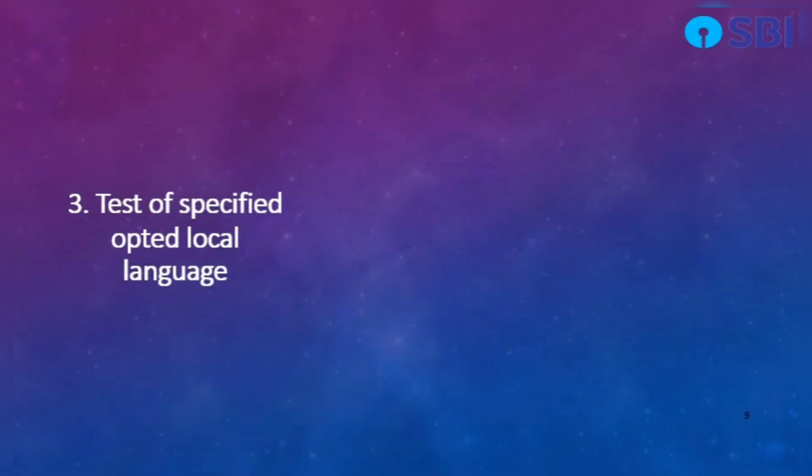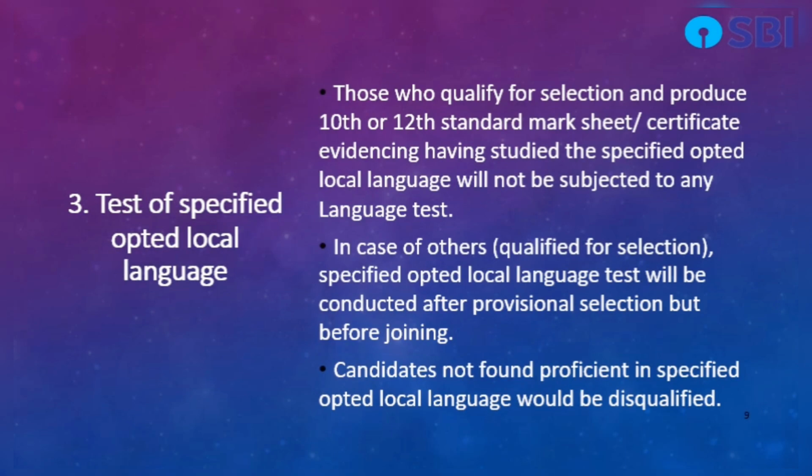Test of specified opted local language. Those who qualify for selection and produce a 10th or 12th standard mark sheet certificate evidencing having studied the specified opted local language will not be subjected to any language test. In case of others qualified for selection, a specified opted local language test will be conducted after provisional selection but before joining. Candidates not found proficient in the specified opted local language would be disqualified.